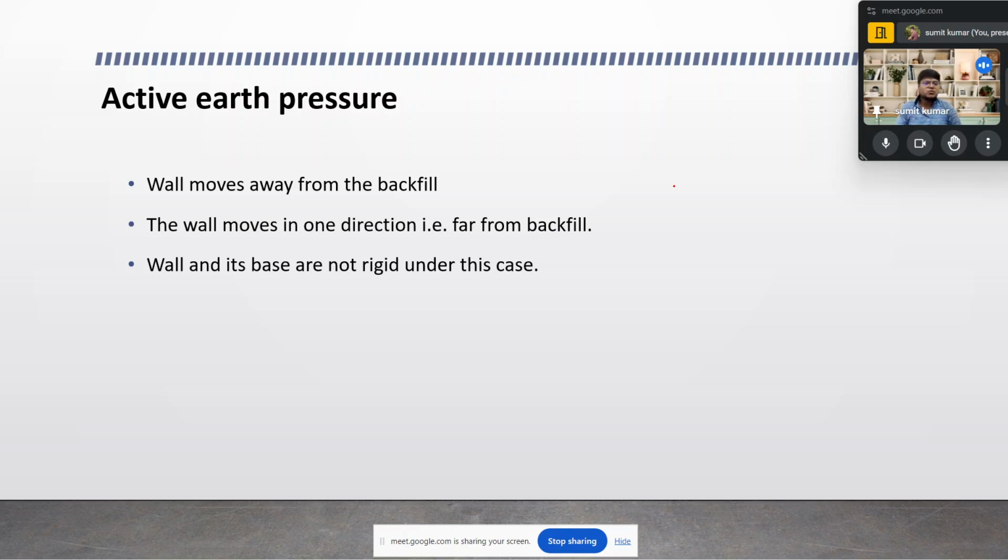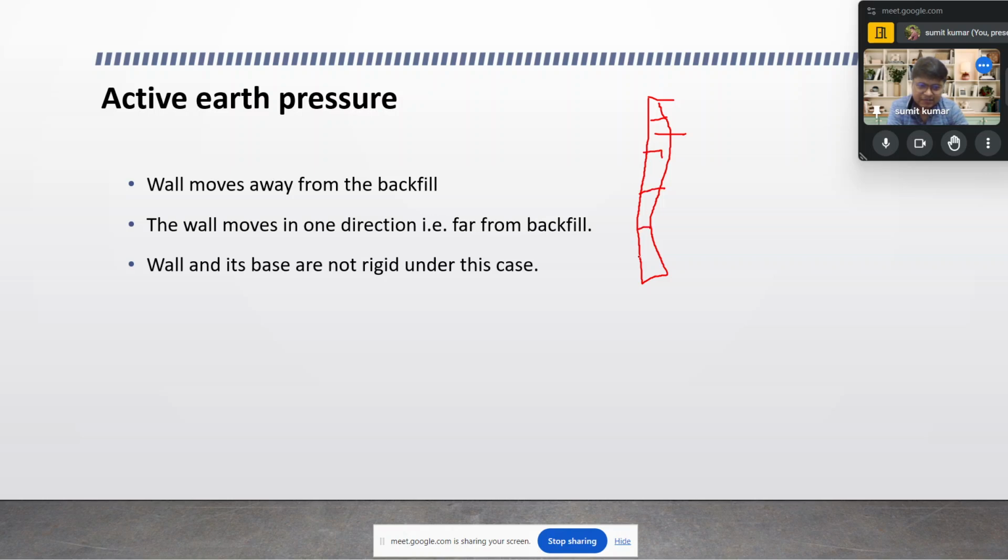Okay. Now we move to the second condition. The first condition we have understood: the wall is there and the backfill is there, but they are not moving toward one another at any point of time. So now consider the second condition, in which the wall moves away from the backfill. Again, we construct a wall. This is a wall, and there is a backfill behind this.